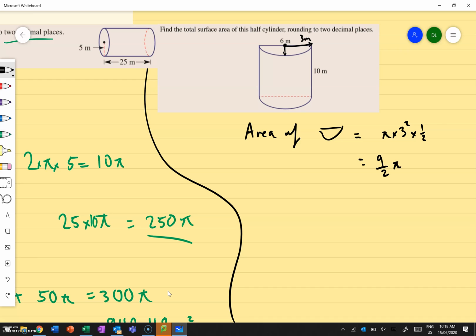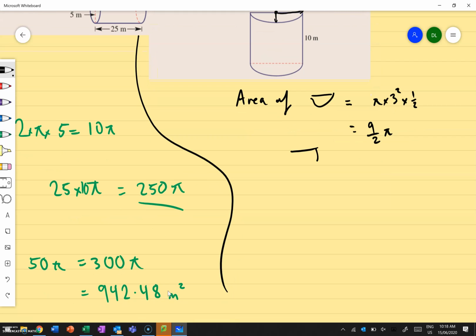Now, remember we have both the top and the bottom, so to find the area of both of them, I just times it by 2, and I get 9 pi. So the top and the bottom added together is 9 pi.